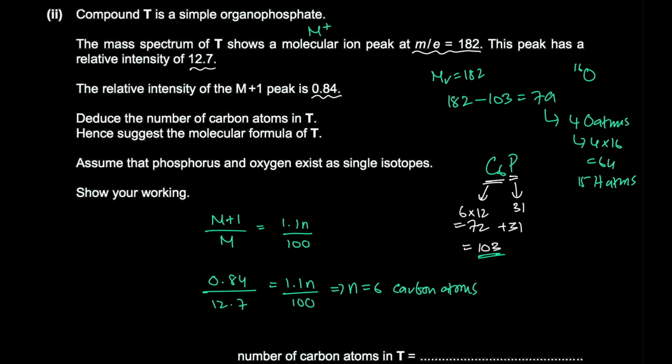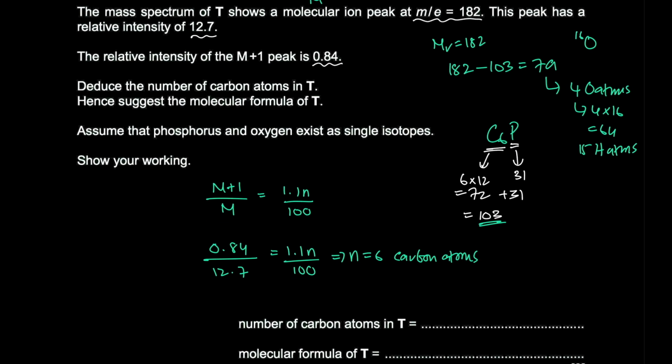So then the molecular formula is C6, we have 15 hydrogens, so H15, we have 4 oxygens, so O4, and then we have a phosphorus. And the number of carbon atoms is 6.